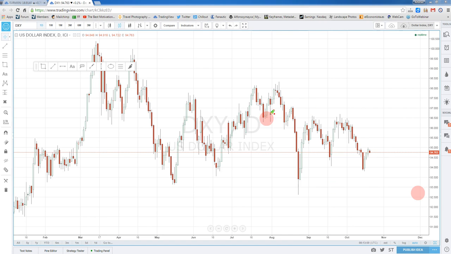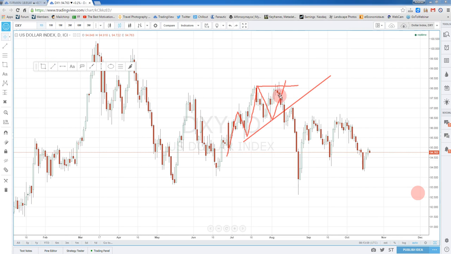Let's do this. On the way up, okay? Made a higher high. That's on the way up, isn't it? So on the way up, trend line break. And when the trend line broke, we created a new area of supply. What the hell happened there?